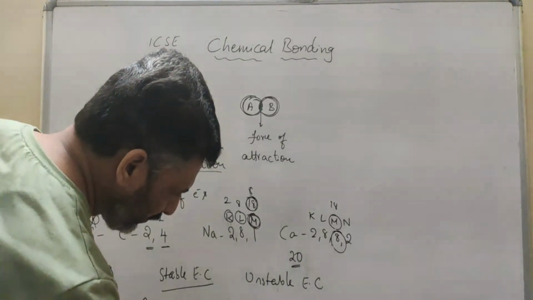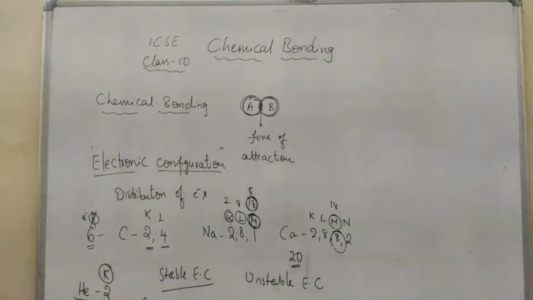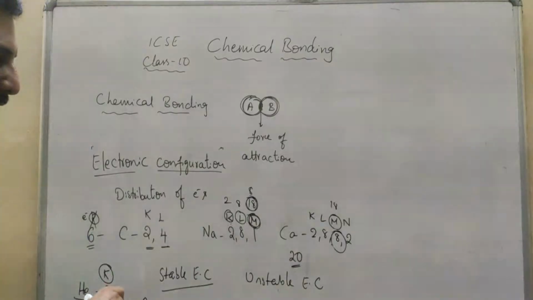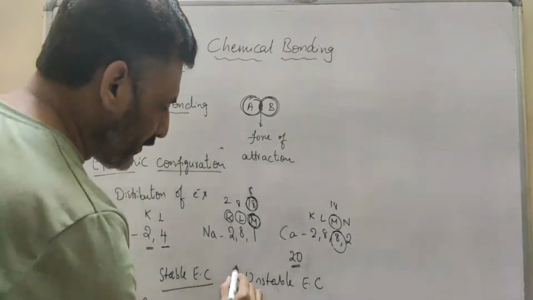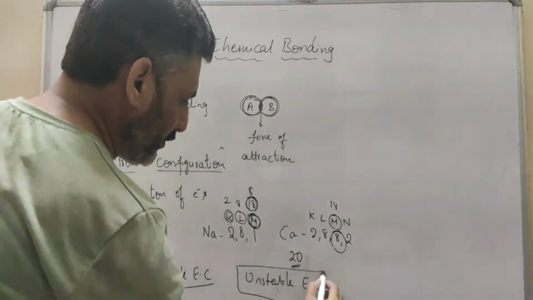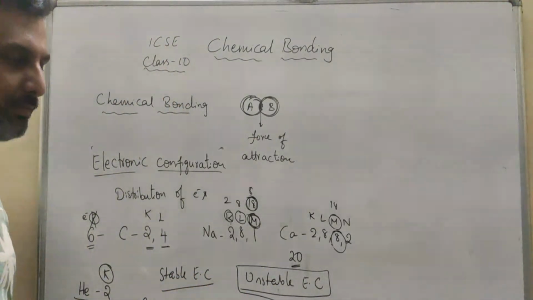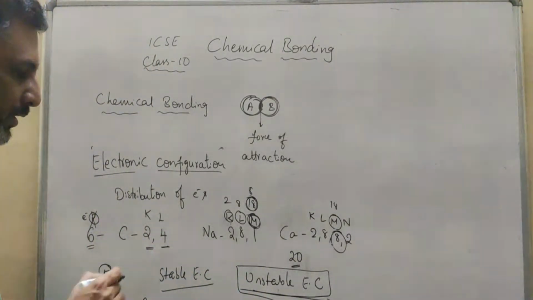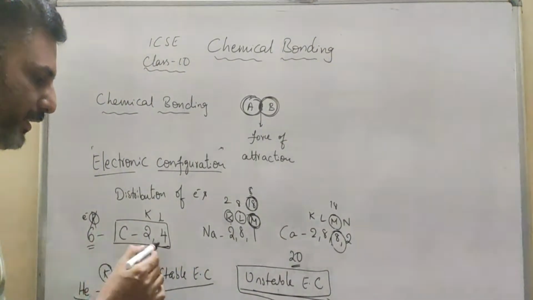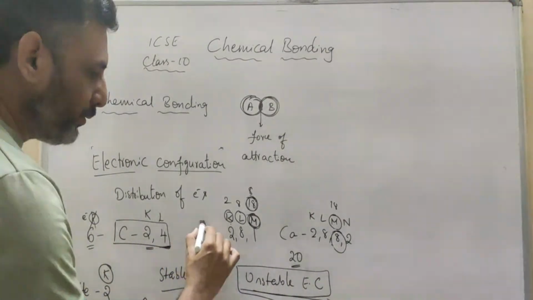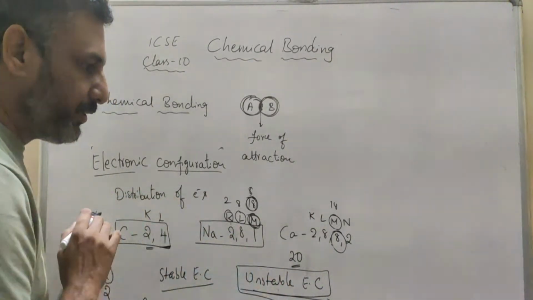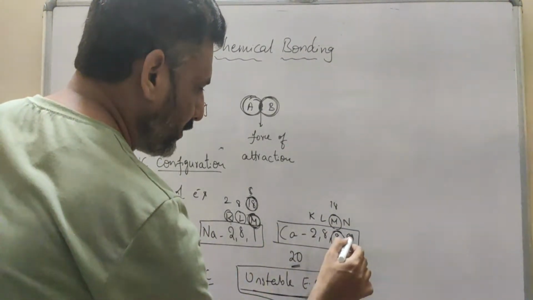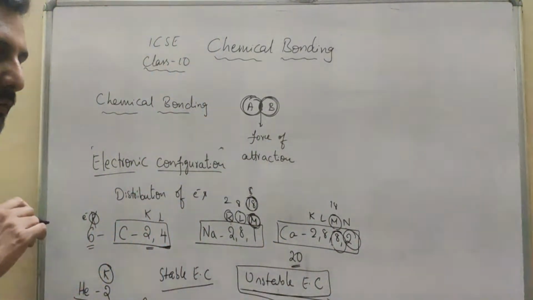We have 7 periods, and in them we have only 7 noble gases, and only these noble gases have stable electronic configuration. The rest of the elements in the periodic table all have unstable electronic configuration. Like carbon 2, 4 is unstable, sodium 2, 8, 1 is also unstable, and calcium 2, 8, 8, 2 is also unstable electronic configuration.